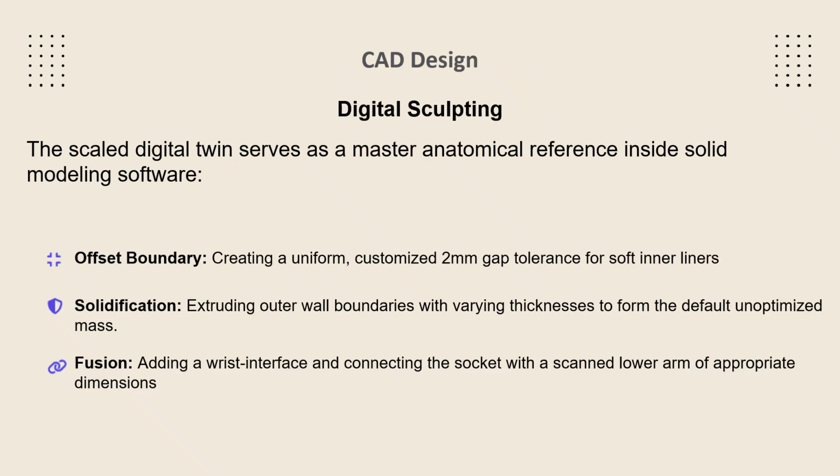Once the generated mesh is scaled, we move on to stage 3. In CAD design, we do digital sculpting in parametric solid modeling software. The digital twin is our master anatomical reference. The initial phase of this design is setting the offset boundary. We isolate the residual limb and define a 2 mm gap tolerance along the inner walls.